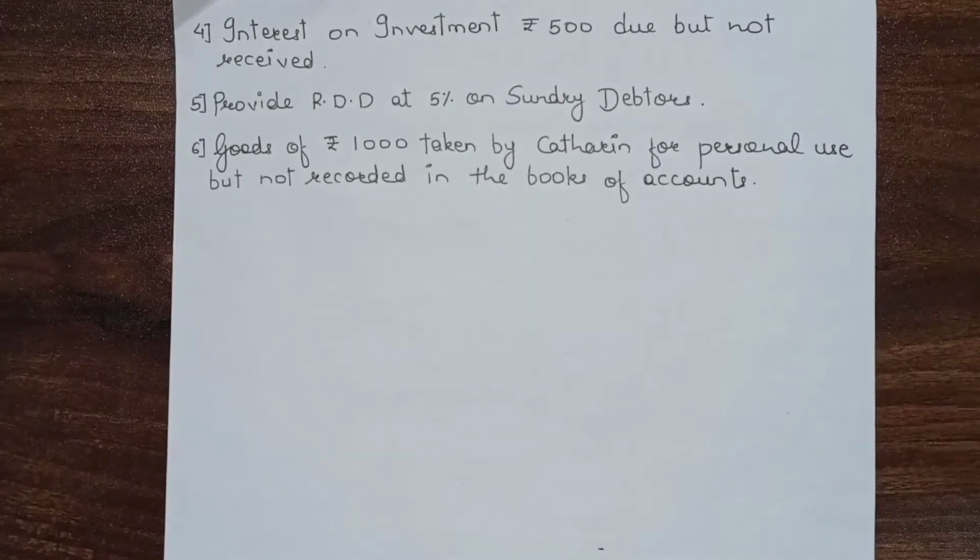Next one, goods of rupees 1,000 taken by Catherine for personal use but not recorded in the books of accounts. So this is a sort of drawing, because Mrs. Catherine has taken goods for her personal use. That is called as drawing. I've already told you in my every video the meaning of drawing. Drawing means that you are withdrawing goods from the business for your personal use. That is called as drawing.